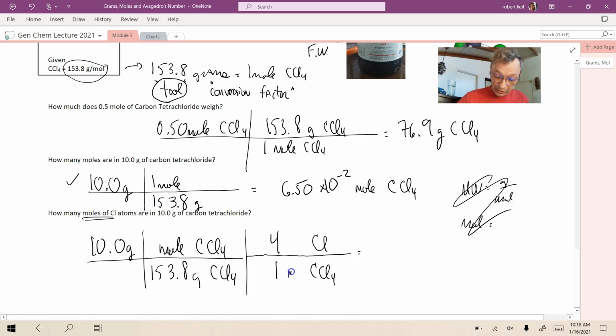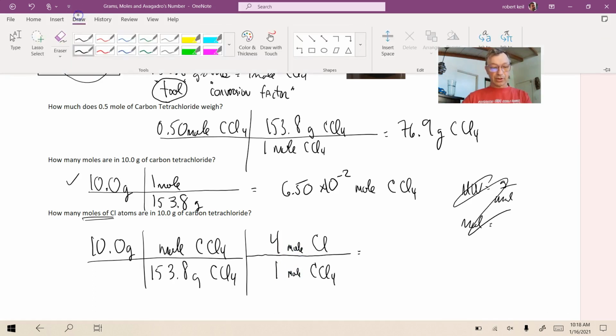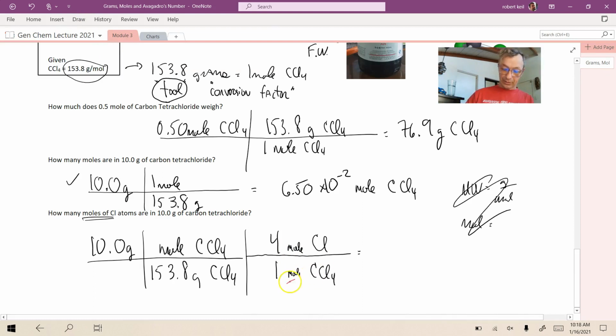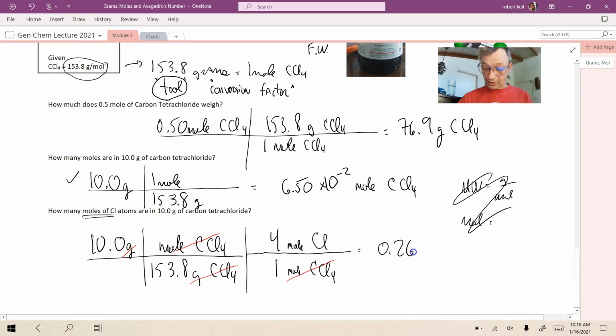Now, to make this look nice, I'm going to write the word mole and mole here. It's kind of optional, but I like the way it looks. So I come in and I'm going to cancel. Moles canceling moles. Grams cancels grams. I'm left with moles of Cl, and it looks pretty nice. So the answer here would be 0.260 moles of just Cl.